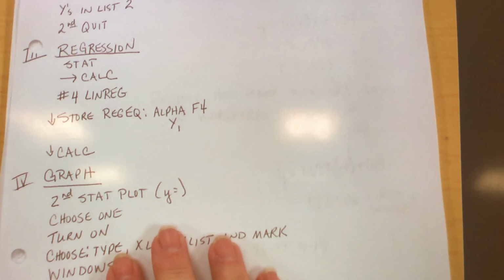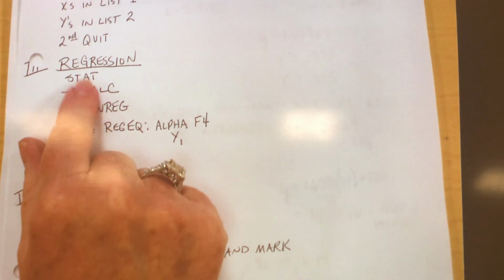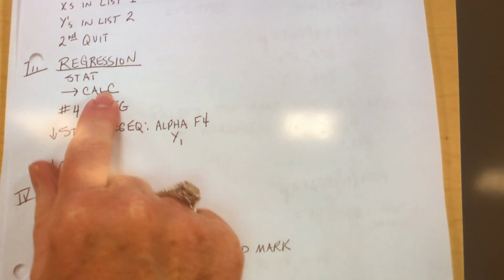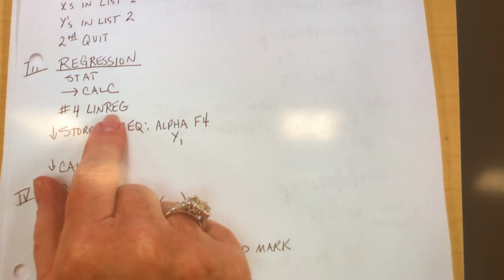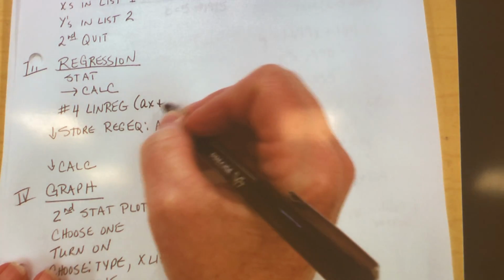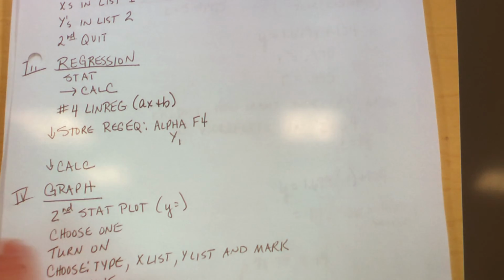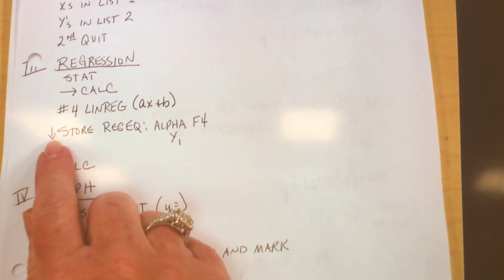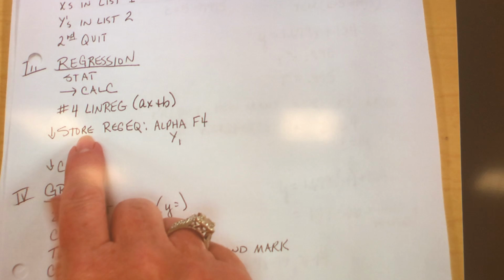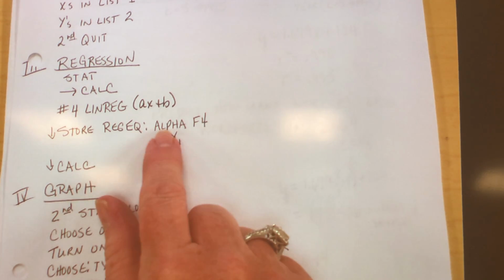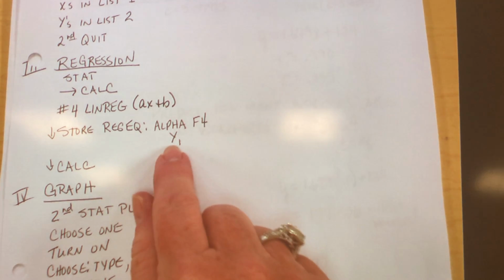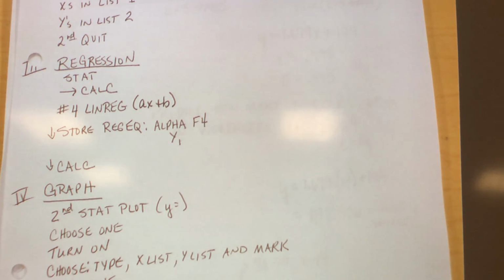Okay, regression. To do a regression, you're gonna go stat, you're gonna arrow to the right to calc. You're gonna choose number 4 right now because we're doing a linear regression. Our linear regression is in this form, AX plus B. There is another one. I picked this one, okay? Then after you do that, you're gonna arrow down to store regression equation, and you'll press alpha F4, and then choose Y1. We're gonna store our equation in Y1 so that when we graph it, it'll pop up on our screen.